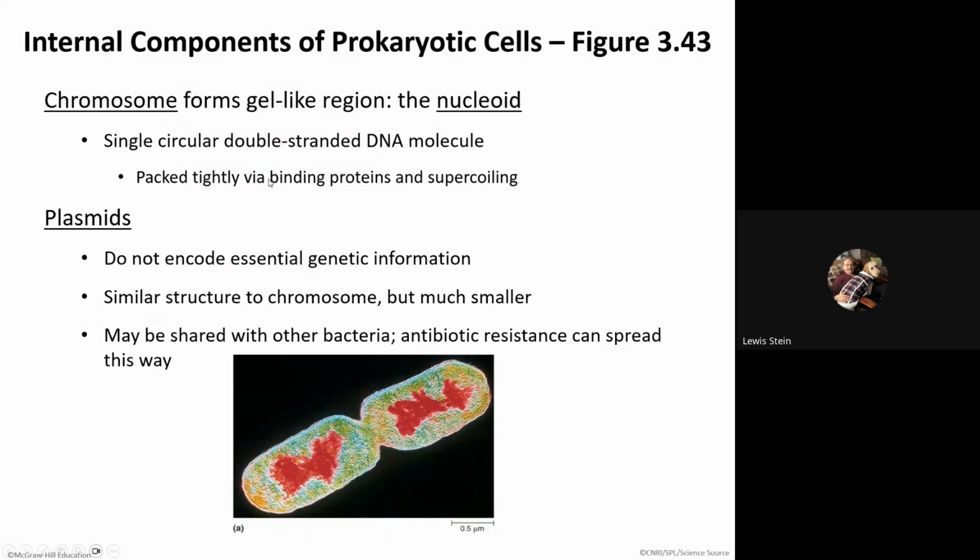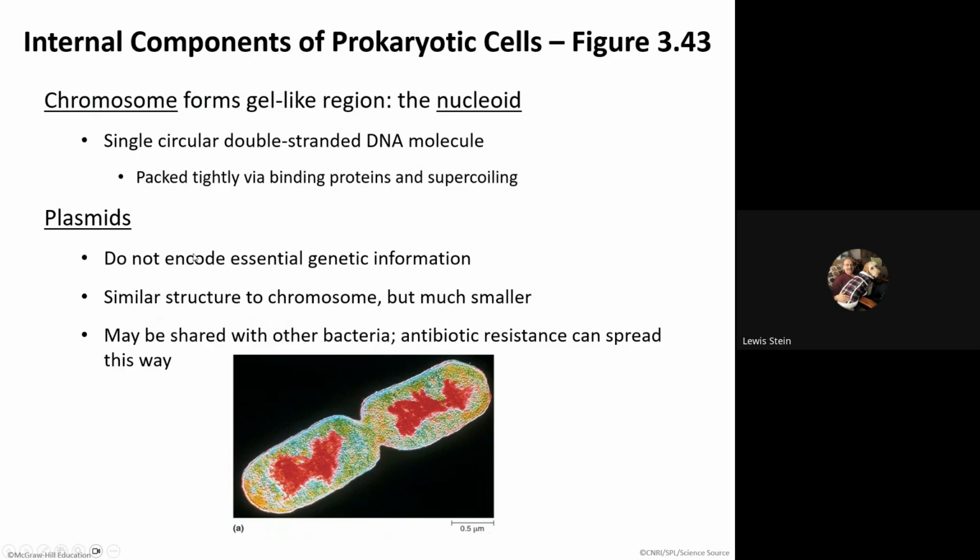I thought was there. The chromosome, which is called the nucleoid, again, a single circle, really compacted a lot. There's an animation if you're interested, packed tightly by binding proteins and supercoiling. So you have all of this reddish area, and you can see this is one that's dividing normally.